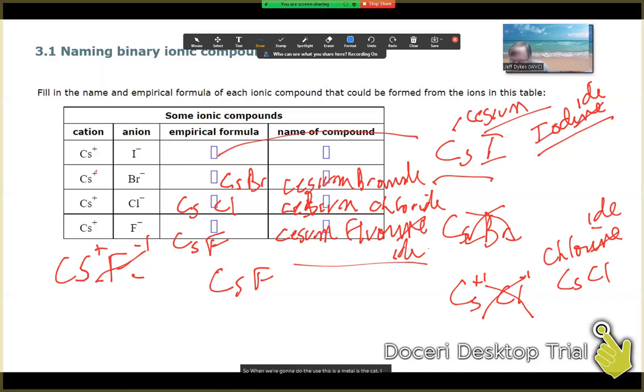Okay, so that's 3.1, naming binary ionic compounds. So the anion gets the suffix change. So it goes from INE into IDE for this case.